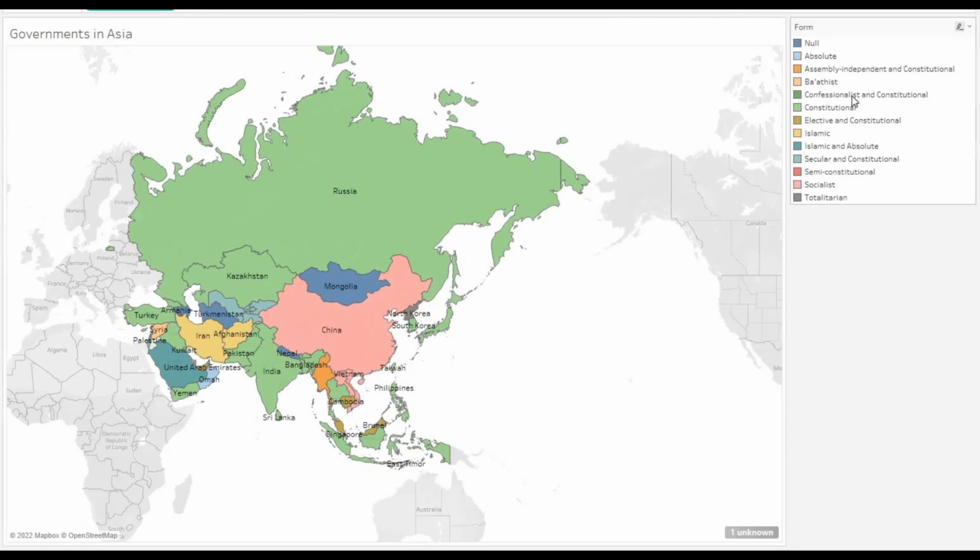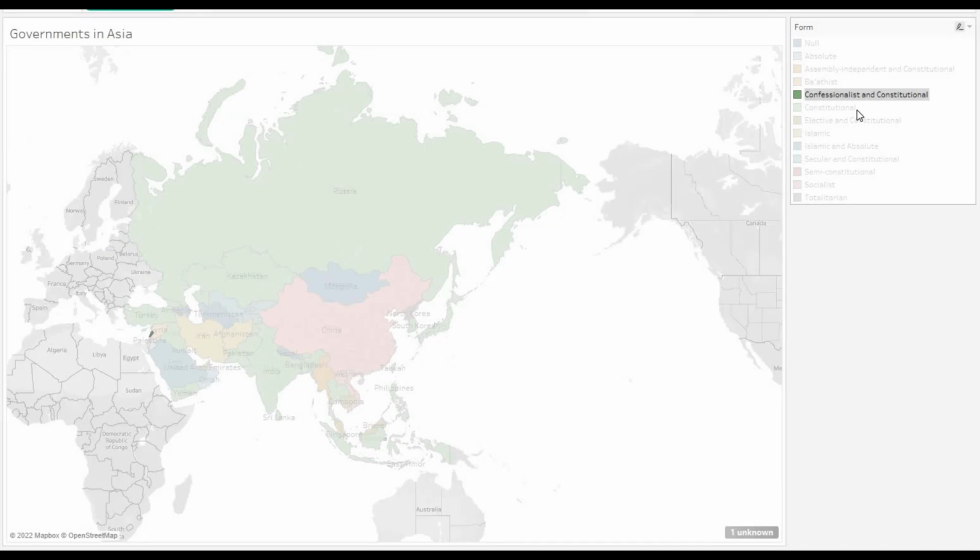Now, something a little opposite to the secular form of governance is confessionalist and constitutional. Or let's just leave the constitutional part aside for some time and focus on the confessionalist form of governance. In West Asia, we have Lebanon, which has a confessionalist form of governance. Confessionalism is a form of government that is a mix of religion and politics, and the political as well as the institutional powers of the government are distributed proportionately, that is, in proportion to the population of different religions in the country.